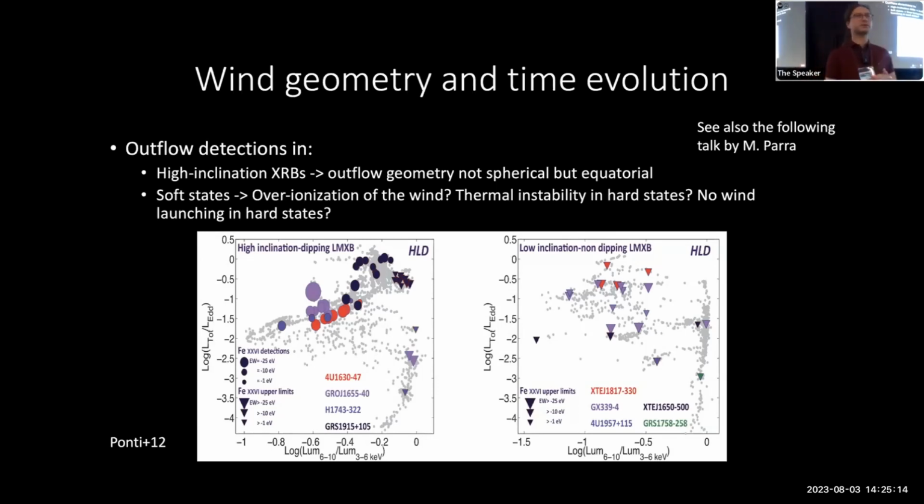The possible interpretations are that this wind could be over-ionized by the hard SED from the hard states, which is dominated by the X-ray corona. And these features might then be much weaker or undetectable in these systems. Alternatively, the conditions of the wind that we observe in soft states might be thermally unstable in the hard states, again making this wind impossible to detect at such ionizations. Or finally, maybe the wind is just not present in these objects in hard states at all.